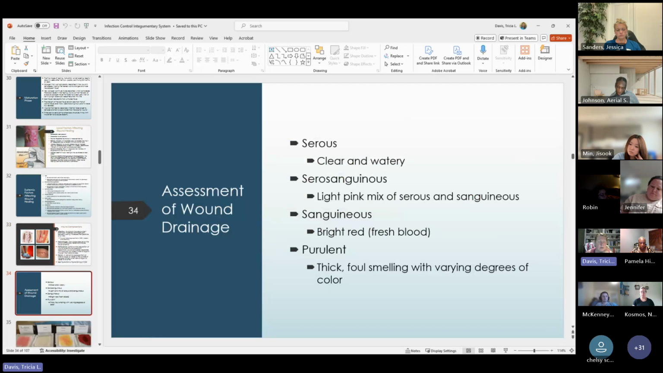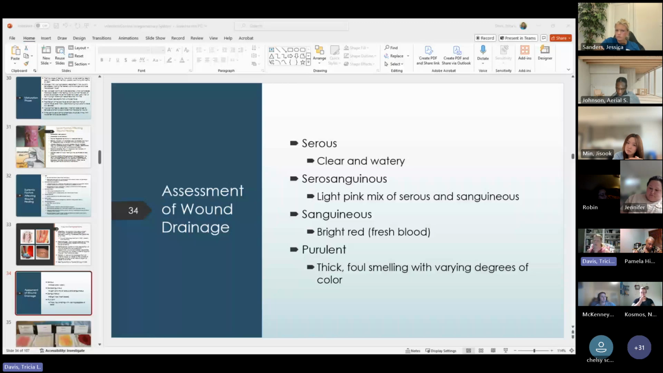All right, so you also need to know this slide. When we are looking at wound drainage, the first thing you want to think about, especially if it's on a surgical dressing, or a dressing with just a little bit of drainage on it that you're going to come back later and look at, is that you always want to make sure you're circling it like we said, okay?